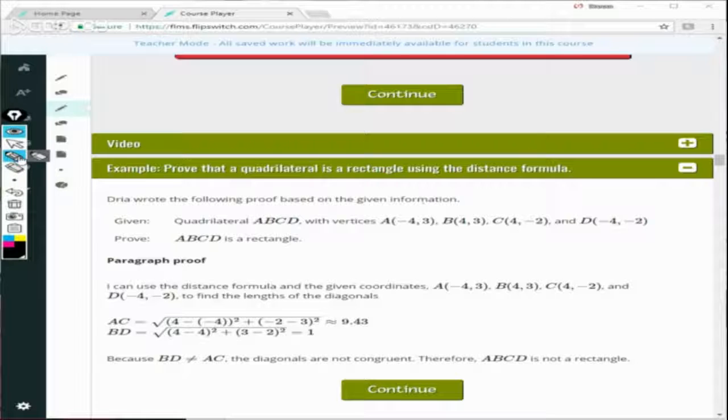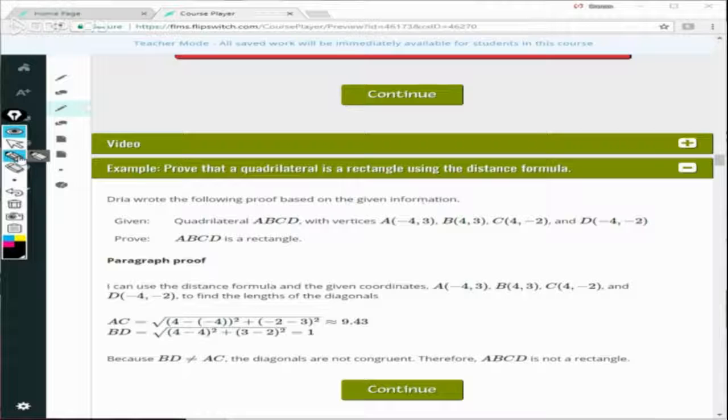Okay, so Drea wrote the following proof based on the given information. Given a quadrilateral ABCD with vertices A at negative 4, 3, B at 4, 3, C at 4, negative 2, and D at negative 4, negative 2, prove that ABCD is a rectangle. Okay, here is a paragraph proof. I can use the distance formula and the given coordinates to find the lengths of the diagonals.